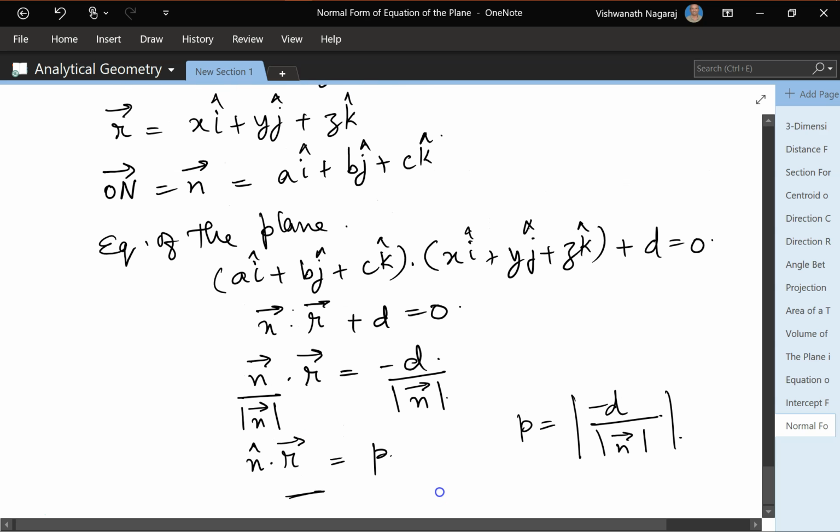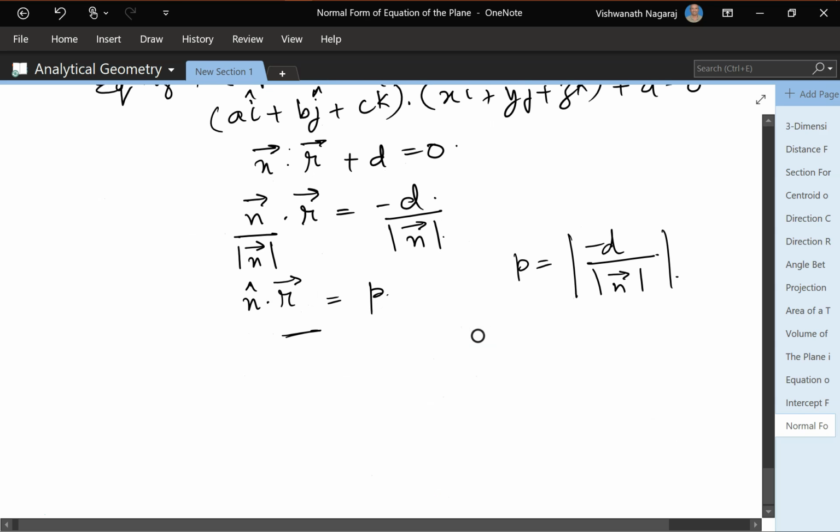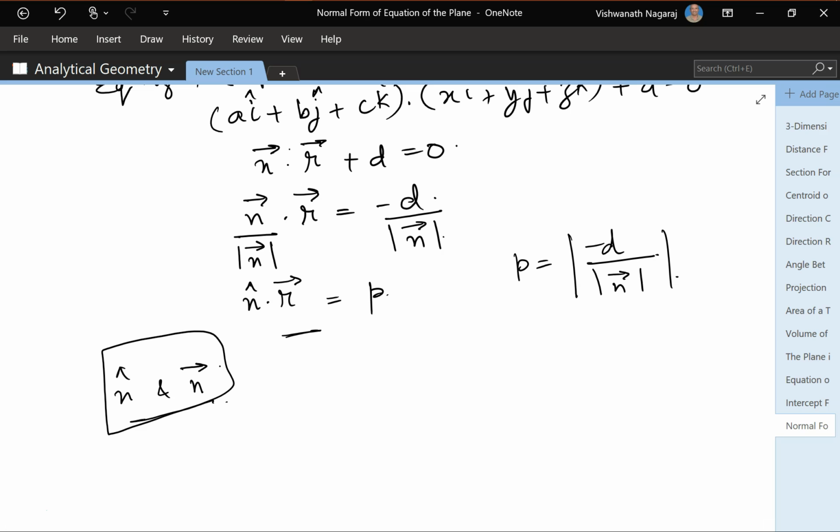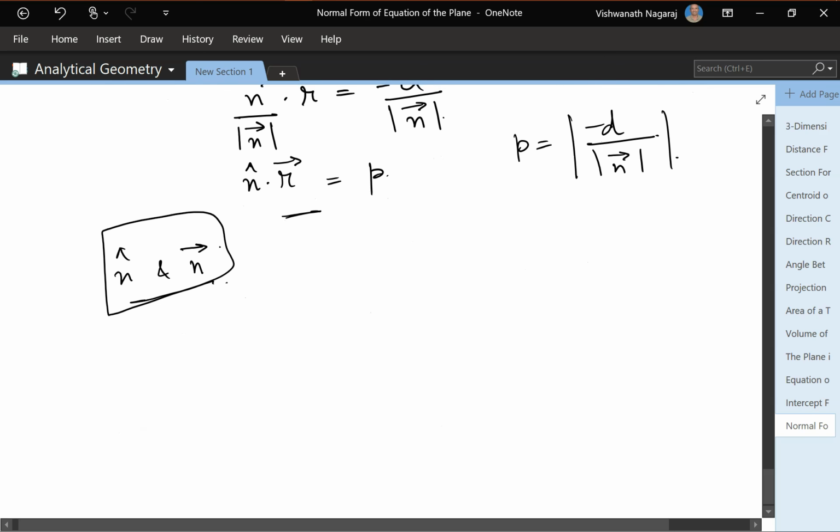So you need to understand the difference between n cap and n vector. This is important. Don't miss this when you are reading any text. So I think you got the idea. Go through it a few times to really understand it. Enough for today. Bye.